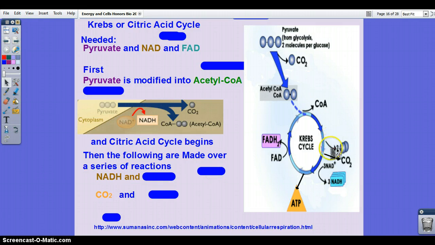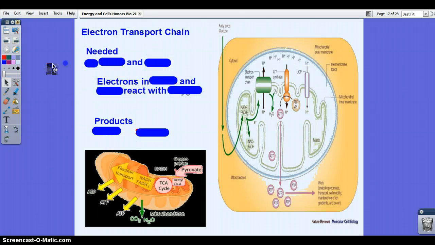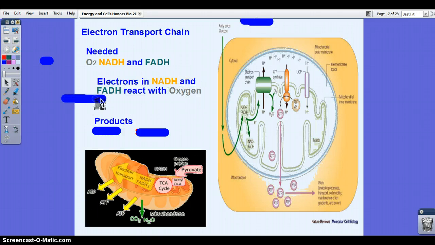So that's a product of this reaction. NAD is converted to NADH, as you see right here. NAD is converted to NADH. FAD right here is converted to FADH, and a total of 2 net ATPs are made, 1 from each pyruvate molecule. In the electron transport chain, we start with the molecules oxygen, which is the last molecule needed for the full reaction of cellular respiration, and the products of Krebs, which are NADH and FADH. The electrons found in these 2 molecules will react with oxygen, and the resulting products will be water and 34 ATPs.